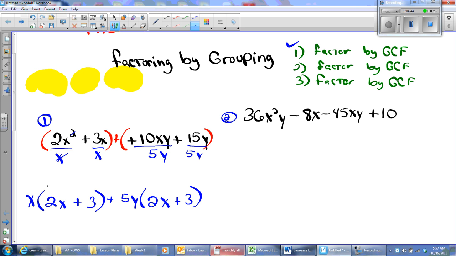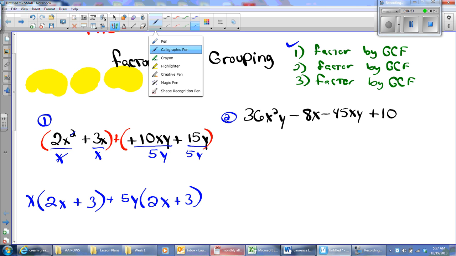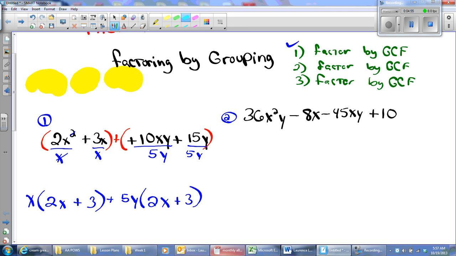So I'm left with x times the quantity of 2x plus 3 plus 5y times the quantity of 2x plus 3. Now something should seem a little repetitive. Check this out here.